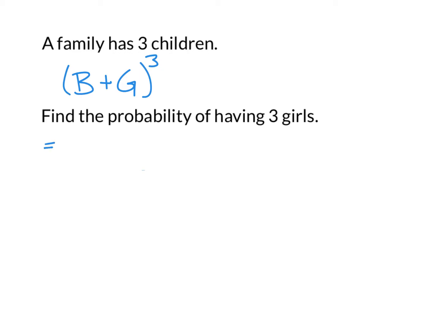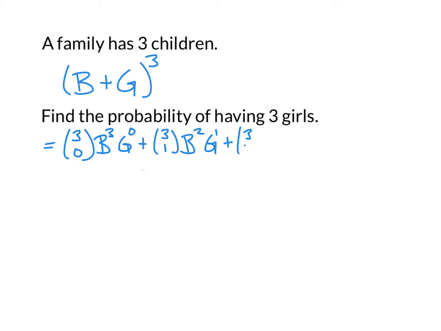And with the binomial theorem, start with 3 and 0. So b goes to the 3, girls go to the 0. In our next term, it would be 3 choose 1, b goes to the 3 minus 1, and g goes to the first. The next term, 3 choose 2, b to the first, g to the second, and the last term, 3 choose 3, b to the 0, g to the third.